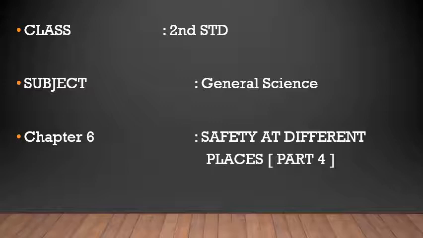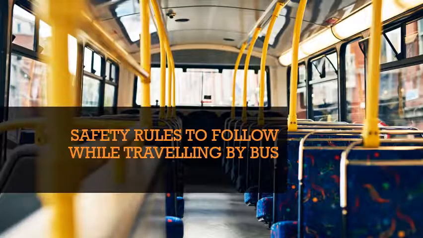Then safety on roads. We learned what are the different traffic signals, right? Red stands for stop, yellow stands for ready, green stands for go. Then while crossing the road, what are the safety rules that you should follow? Then we learned what is a zebra crossing. Zebra crossing is nothing but white stripes painted on the road where a vehicle should stop if there are pedestrians who want to cross the road.